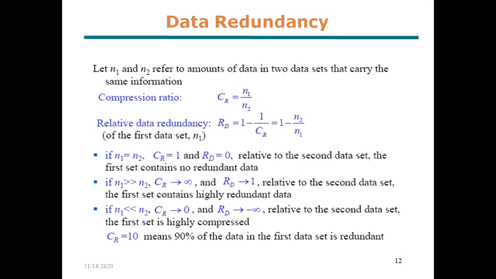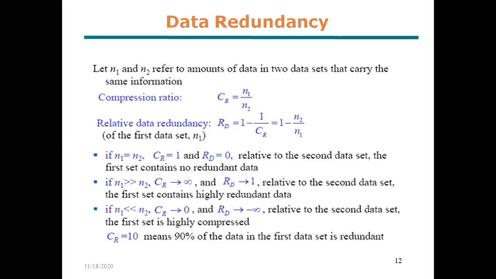There is no redundant data. Here we are considering relative to the second data set, the first set contains no redundant data because both have the same information. That means there is no question of any redundant data with respect to the second. Relative to the second data set, the first data set contains no redundant data if N1 is equal to N2.